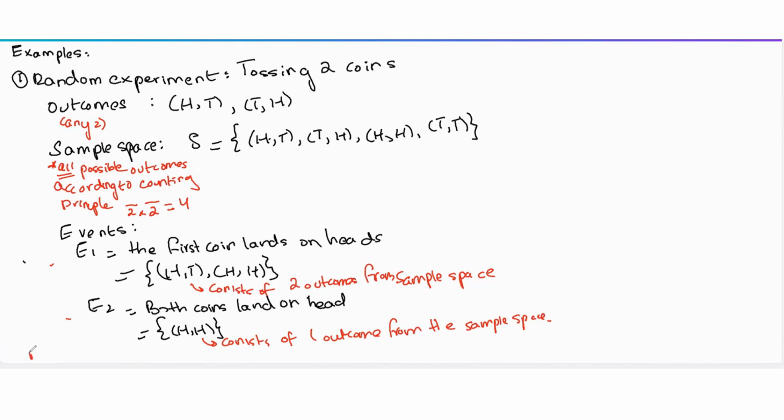So here note that events are always a subset of S, which means all elements contained inside these events come from the sample space. So this was the first example that we looked at, tossing 2 coins. Let's look at another example.